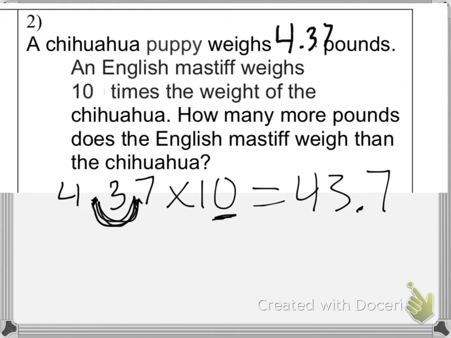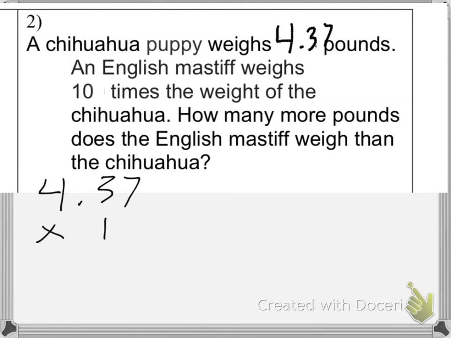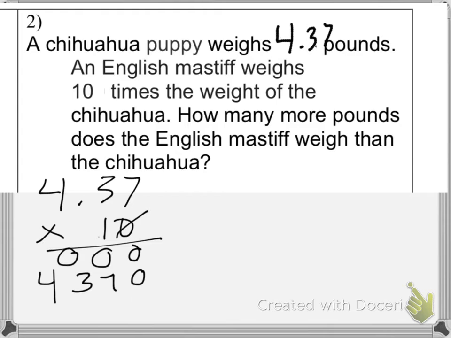Now, if that confuses you, we've talked about that before, but if you just want to go ahead and do the multiplication, you will get the same thing when you just do your 4.37 times 10. 0 times 7, 0 times 3, and 0 times 4. Those are all 0. You cross that out, put down your 0. 1 times 7 is 7, 1 times 3 is 3, and 1 times 4 is 4. Remember our decimal rule?